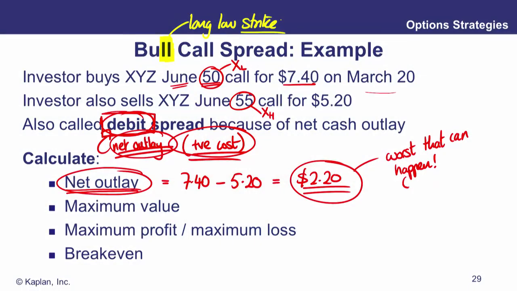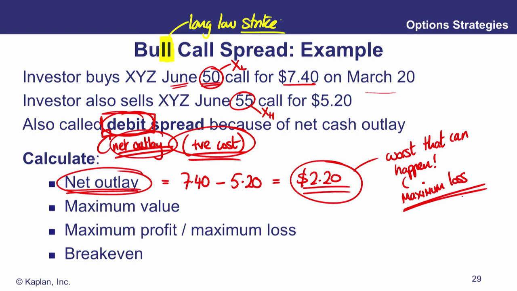Just like when you buy an option, the maximum loss is the premium that you pay. When you enter into a debit spread position, if you're paying to enter it, which you will do for a debit spread, then that's the worst that can happen. So that's actually your maximum loss. You can't lose any more than what you're paying out at the start.